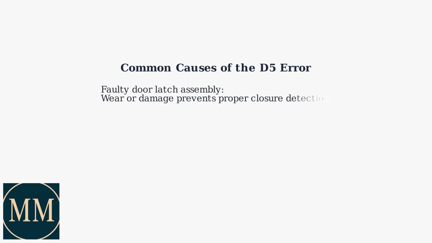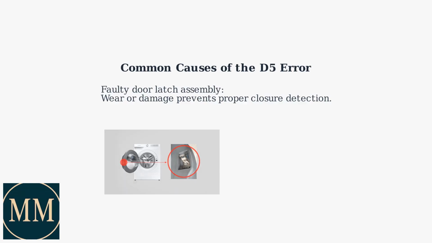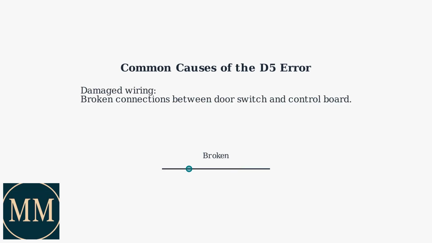A faulty door latch assembly is a primary cause. Wear or damage in the latch prevents the dryer from detecting that the door is properly closed, triggering the D5 error for safety. Damaged wiring connecting the door switch to the control board can interrupt the electrical signal. This broken connection causes the control board to misread the door status, leading to the D5 error.